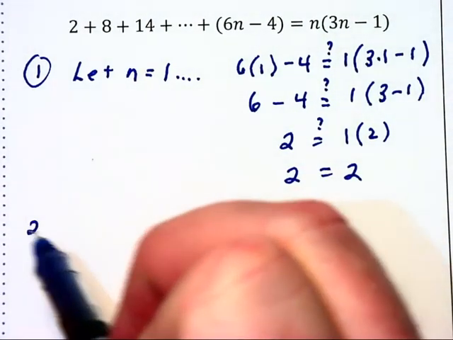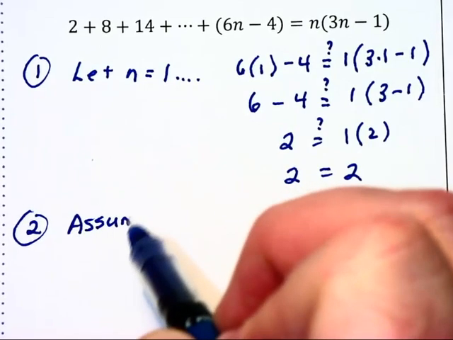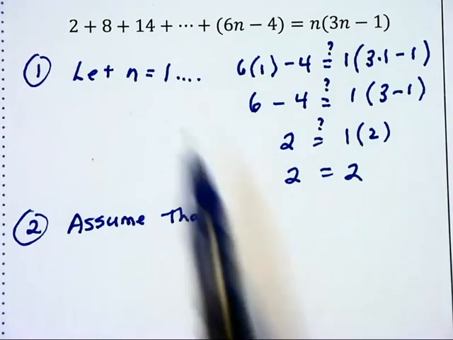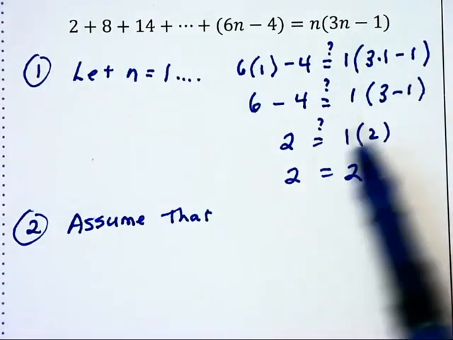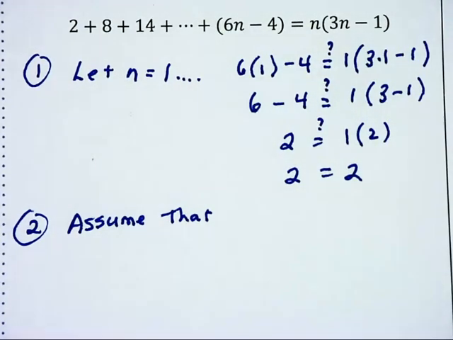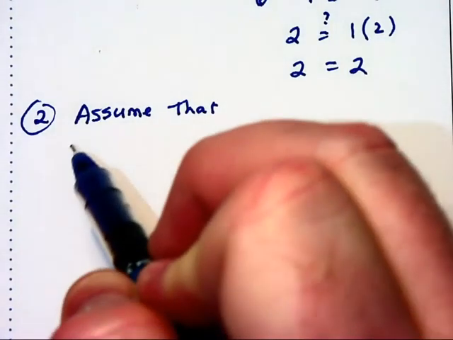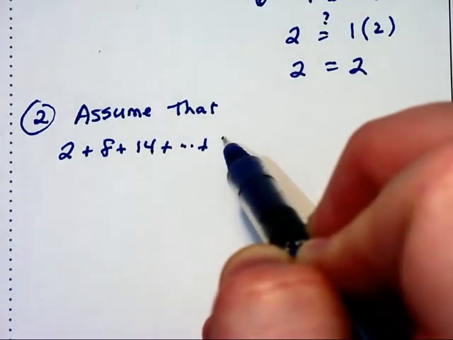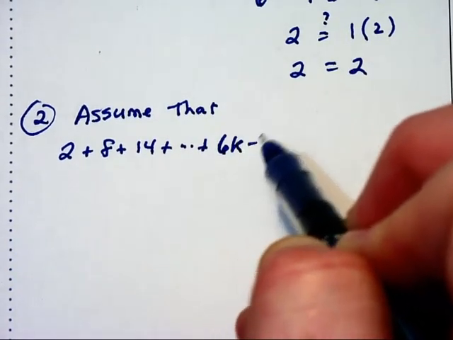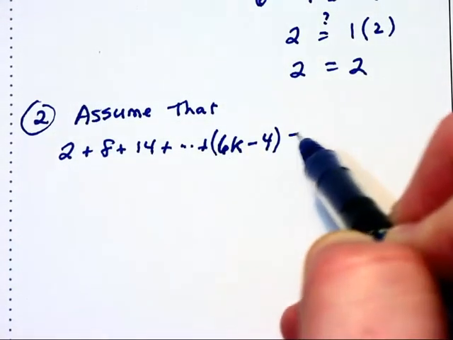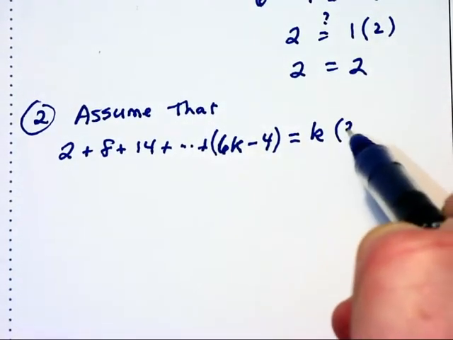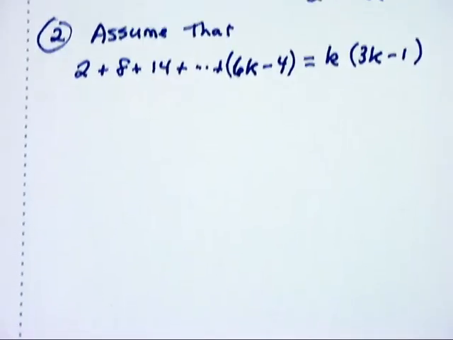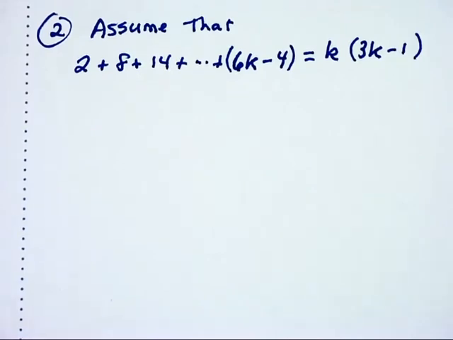Now, step 2, we're going to assume that this is true for the first k terms. Basically, that means rewriting the statement at the top here and changing out the n for a k. So we will assume that 2 plus 8 plus 14 plus ... plus (6k minus 4) is equal to k times (3k minus 1). That is just the original statement with k substituted in for n.